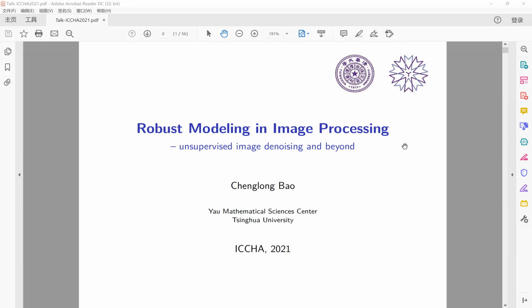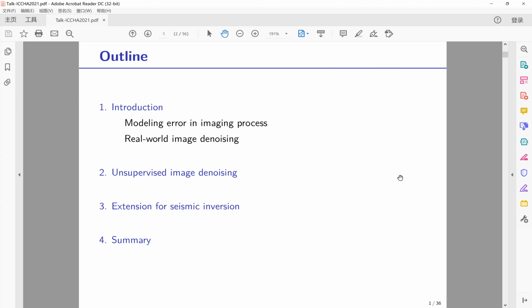Thanks for your introduction. I'm sorry that I changed my title, but I still focus on unsupervised image denoising, because I try to put our work in a more general framework and share my thoughts on applying deep learning techniques in image processing. Okay, here is my outline.